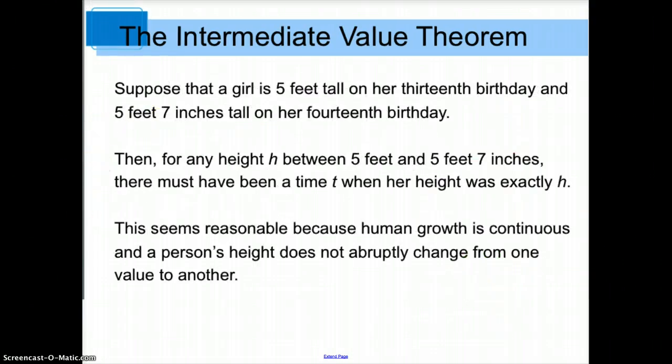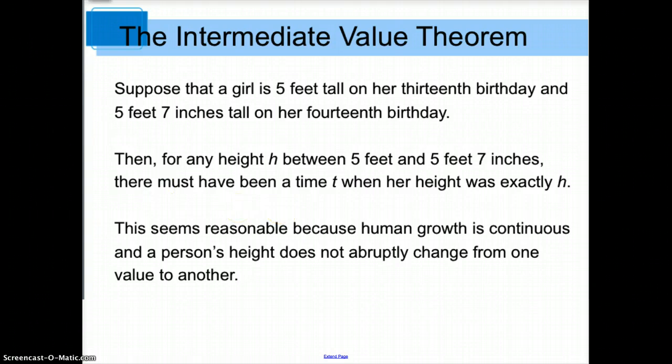So here's a practical example. Suppose that a girl is 5 feet tall on her 13th birthday, and then when she's 14, she's 5 feet 7 inches tall. So for any height h in between 5 feet and 5 feet 7 inches, so it could be like 5 feet 1, 5 feet 2, anything between these two heights, there must have been a time when her height was exactly h. So between 13 and 14, her height must have been something like 5 feet 2 or 5 feet 2.5. And it's reasonable because human growth is continuous, and a person's height doesn't abruptly change from one value to another.